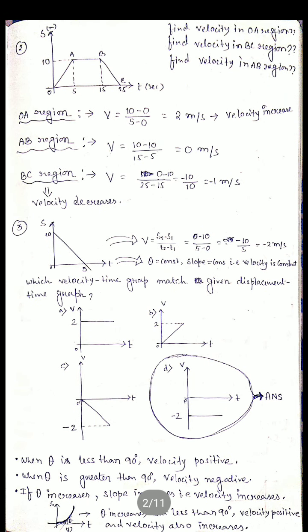In this case, theta's value increases, but less than 90 degrees. That means velocity is not constant. Velocity continuously increases but in a positive direction. Clear? If the value of theta is less than 90 degrees, velocity is positive. If theta is not constant, it increases, that means velocity increases in the positive direction.